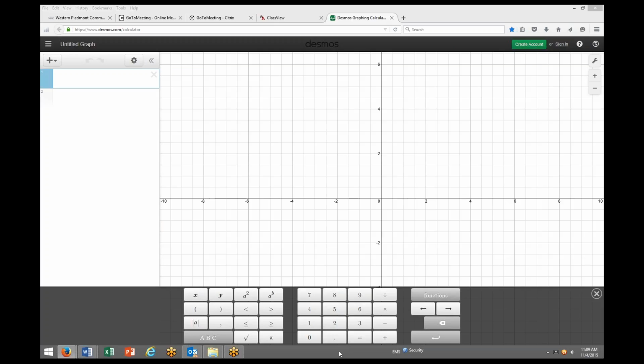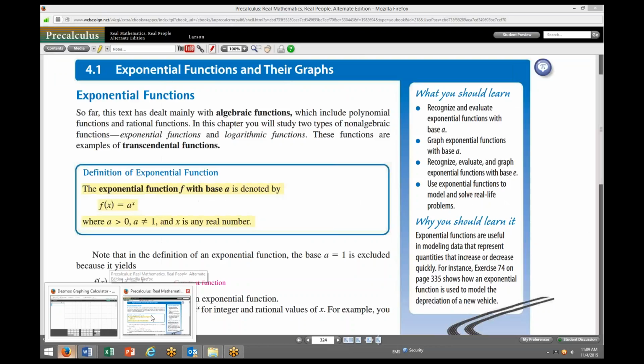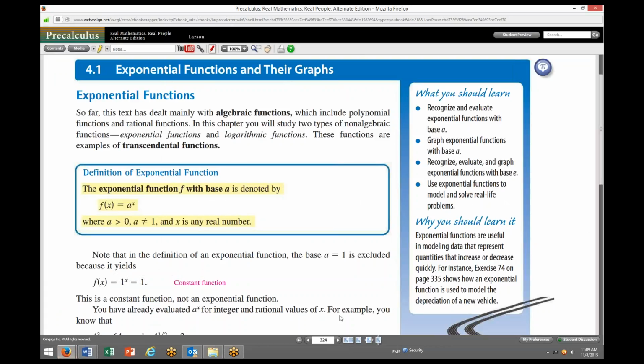It's an introductory lesson on exponential functions. In fact, let me call up the first page of this section in your text, exponential functions and their graphs. And we're going to really start right at the beginning. This is going to involve much work with exponents, obviously.